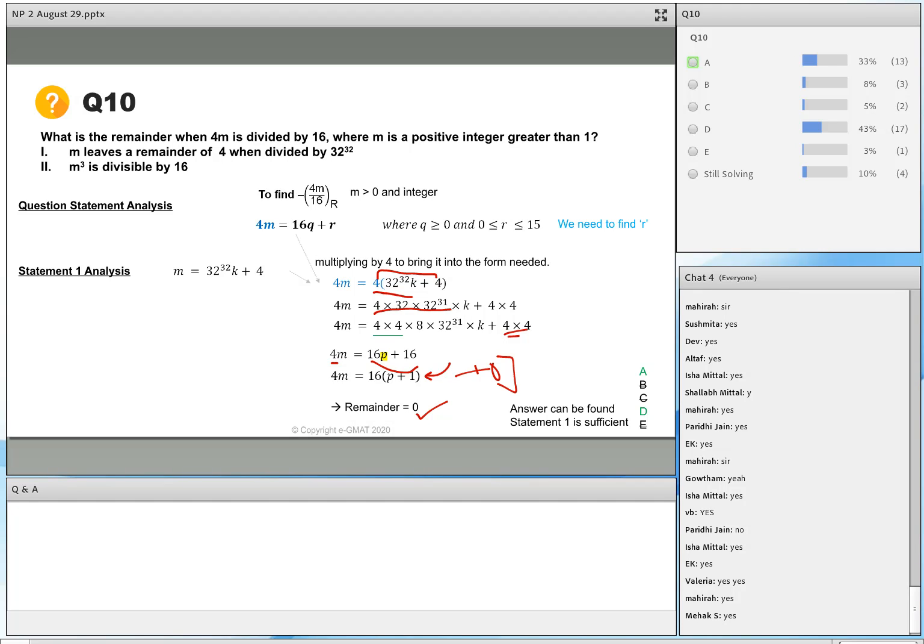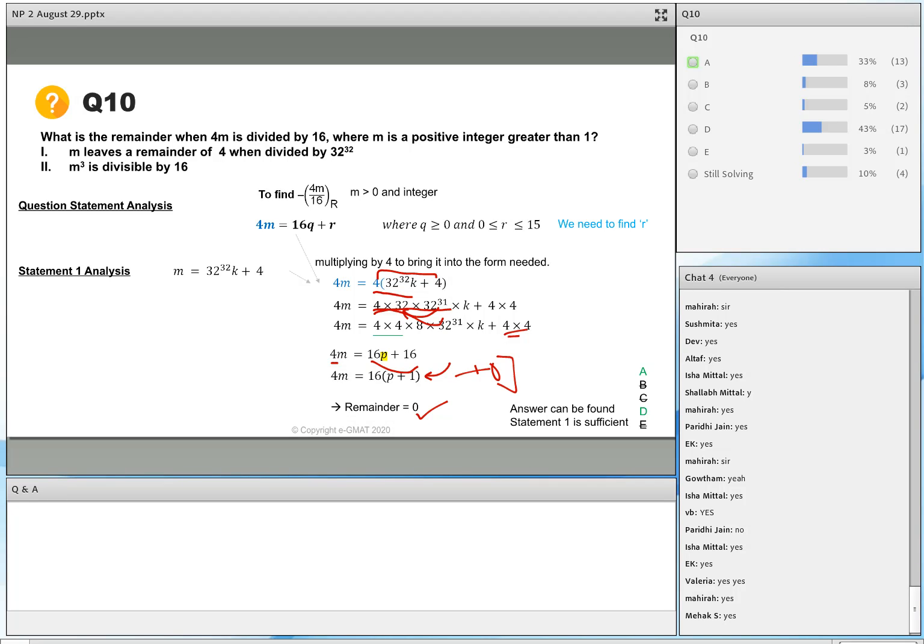And if any one of you have a problem, please tell me what that problem is. What we did over here is we had 4 times 32 to the power 32 times k, right? So I've just taken a 32 out. Again, remember, I have a lot of supply of 32s. That essentially means I have a lot of 16s.